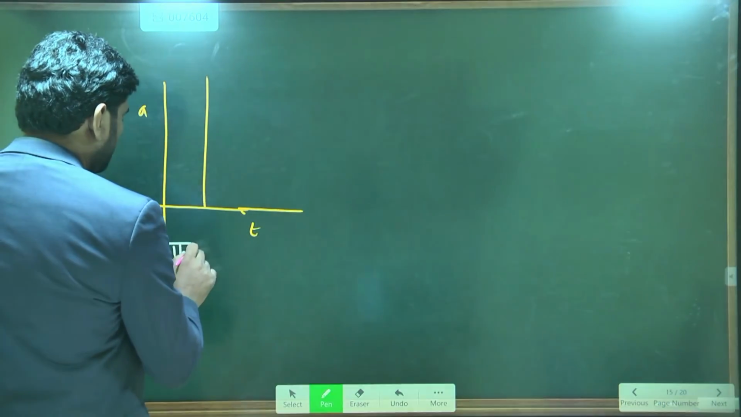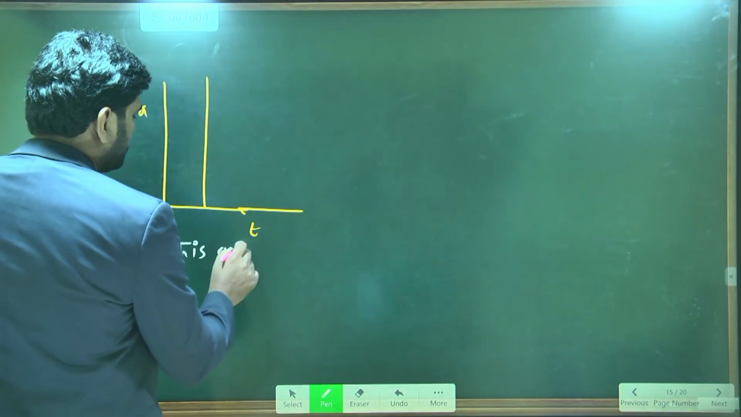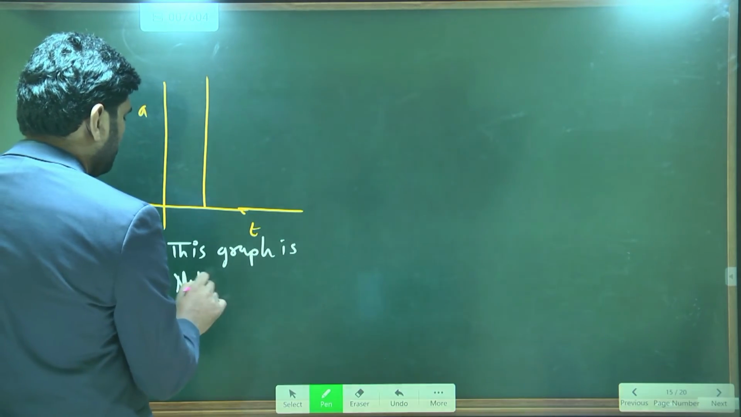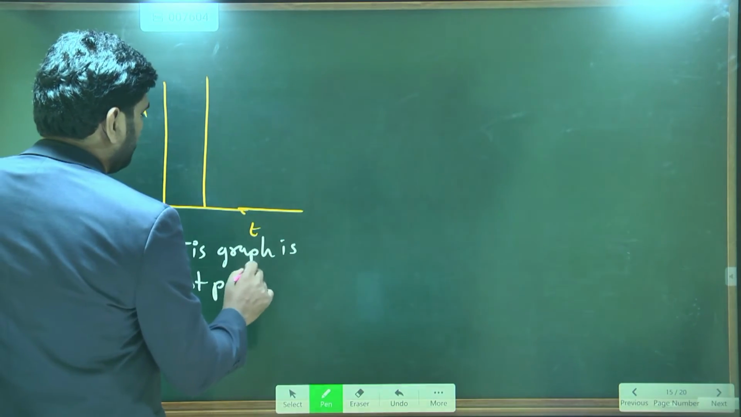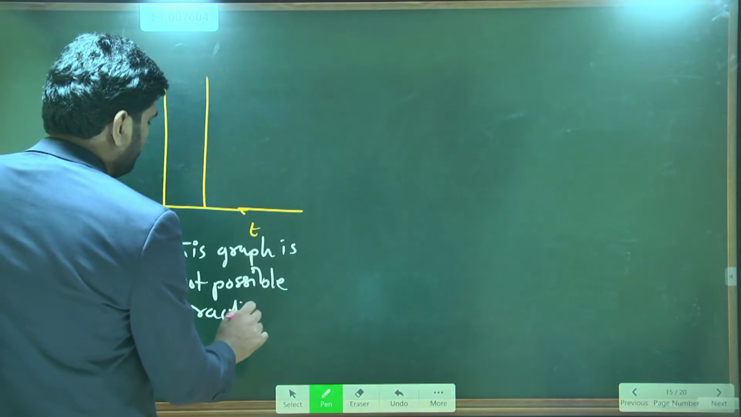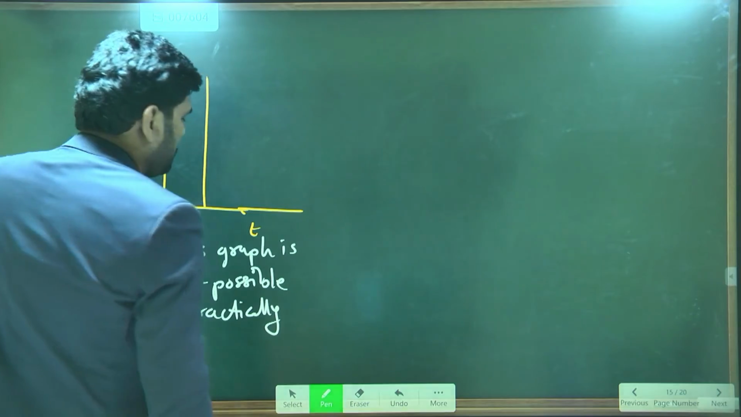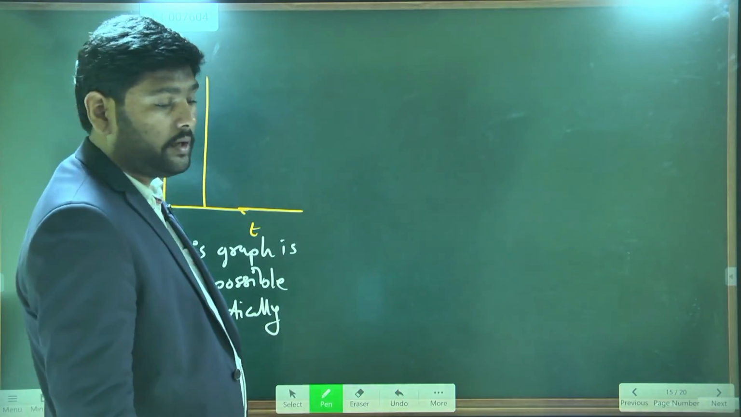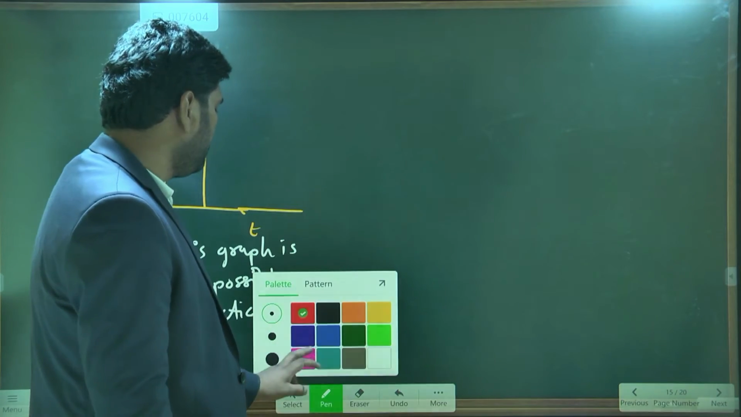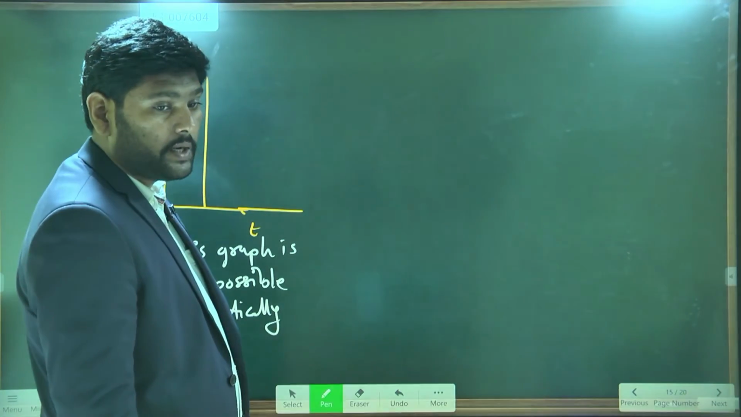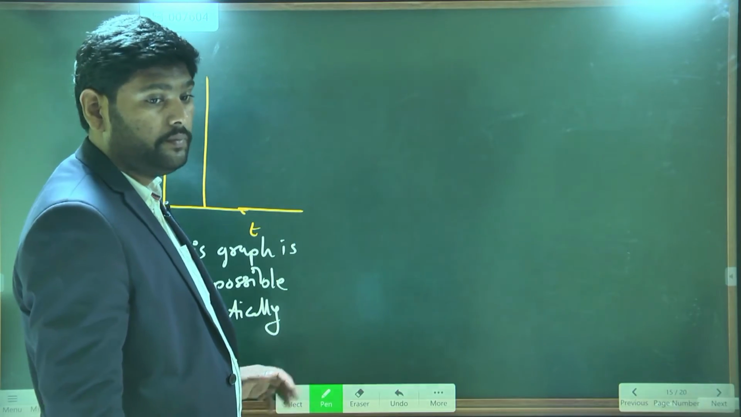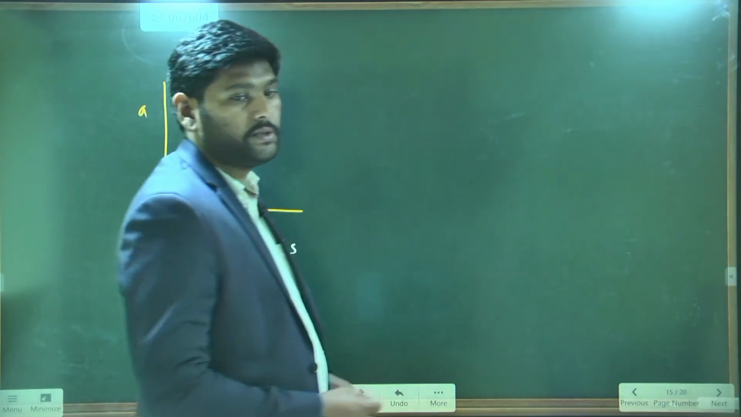This graph is not possible practically. So tell me the reason. Why is it not possible? Because having infinite acceleration in an instant of time is not possible. The reason is also right.